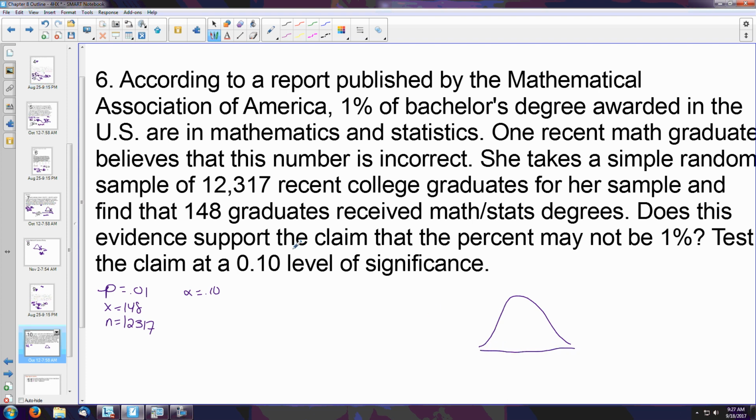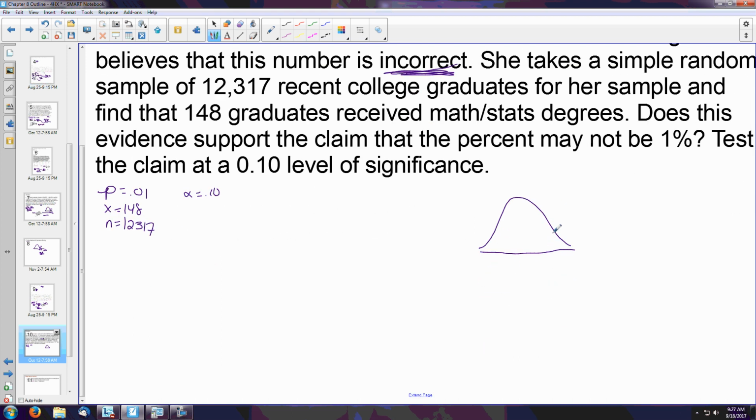Does it matter if it's above or below that number? No. She's just looking to see, are those values incorrect? There's no direction to that, so you're going to use a two-tailed test here. So split this in half, that's 0.05, 0.05, just for the visual sake. The rest of it doesn't necessarily matter. Our null hypothesis is that the proportion is equal to 0.01. Our alternative hypothesis is that the proportion does not equal 0.01.